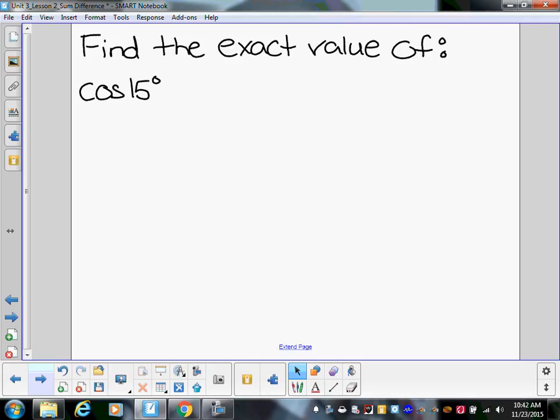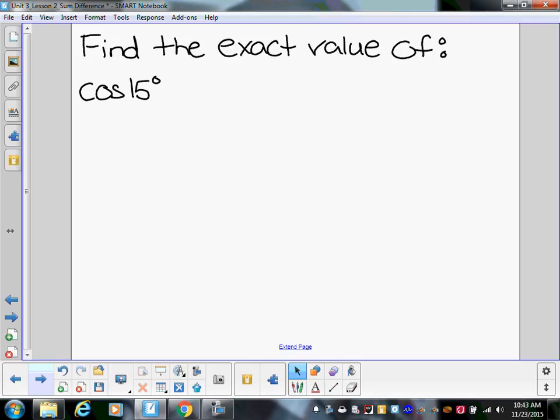All right, so cosine of 15. If we want the exact value, that means I don't want a decimal. I want to know exactly what the cosine of 15 is. So we can use a sum or difference identity to find the cosine of 15 using stuff we already know.